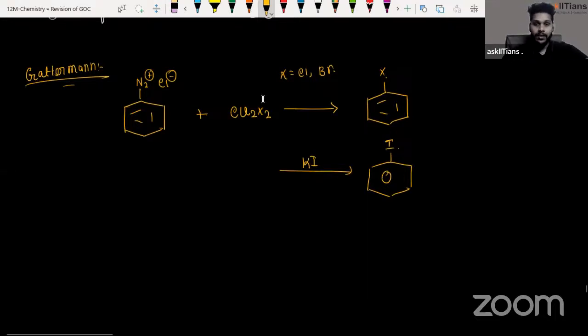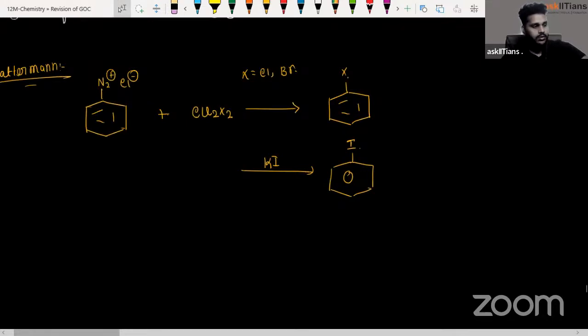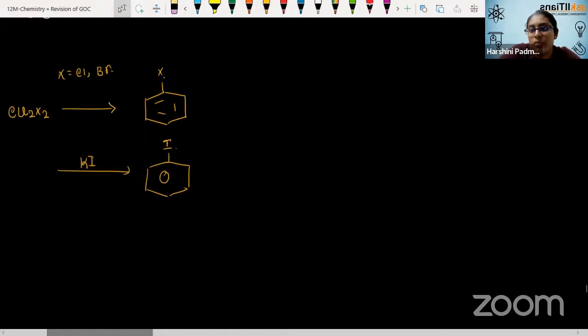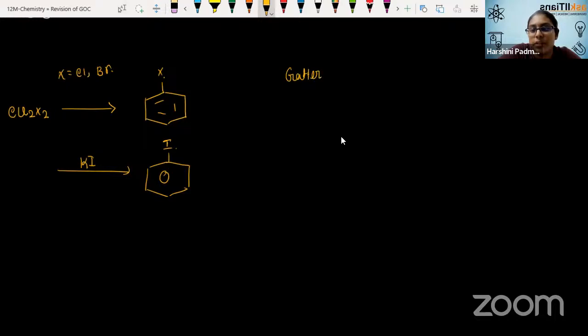When they talk about Gattermann-Koch, that was there in aldehyde ketones carboxylic acid. Do you remember what the Gattermann-Koch was? When benzene is directly converted to benzaldehyde. And what was the reagent in there? Carbon monoxide, HCl, and a Lewis acid like AlCl3. That's correct. And what was the intermediate there?